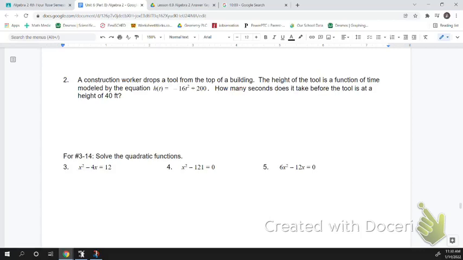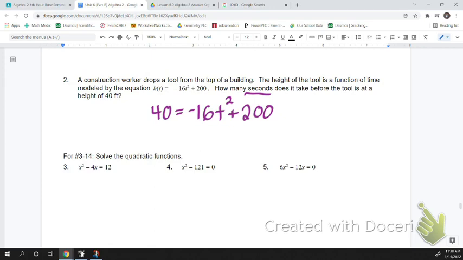Number 2 should look familiar from your homework. You've got a construction worker and he drops the tool from the top of a building. The height of the tool is a function of time modeled by the equation. How many seconds does it take before the tool is at a height of 40 feet? So this one, you set the height equal to the equation, and we're solving for t, time. That's how we set it up.